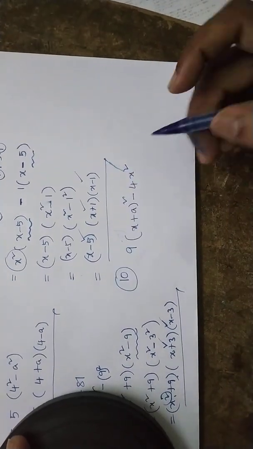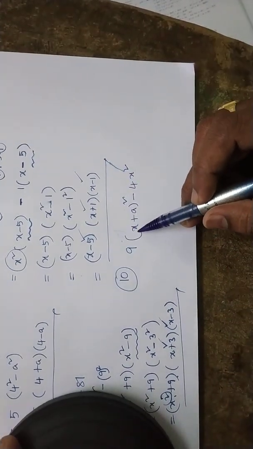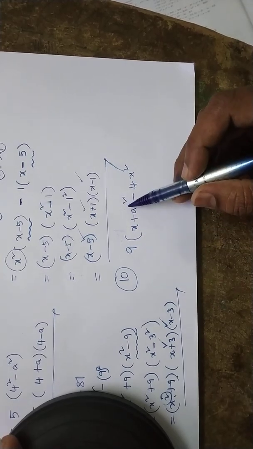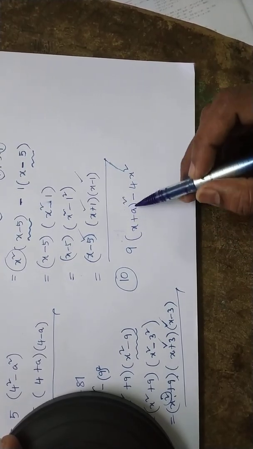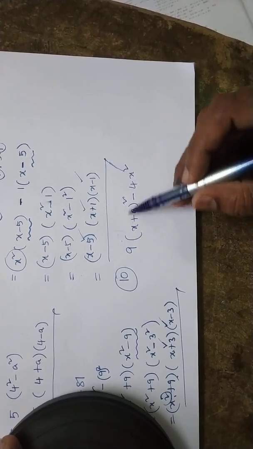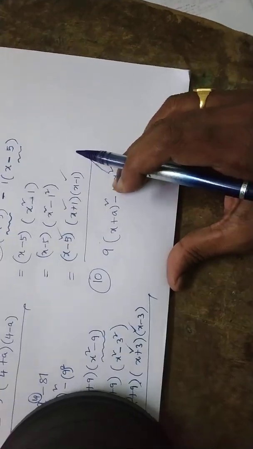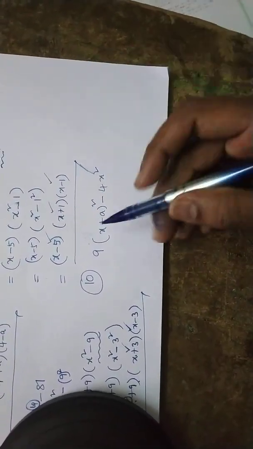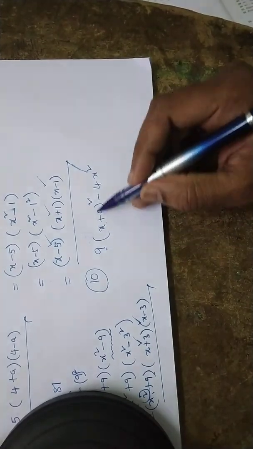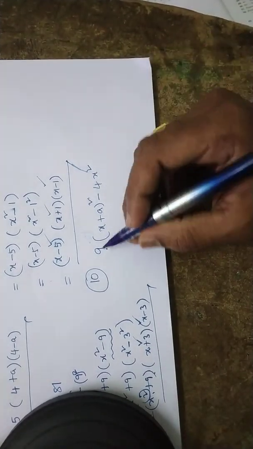Now let us see. Here you have 3 terms only. What are the 3 terms? 9 into x plus a whole square. If you multiply with 9, you will be getting 3 terms here. Okay. So a plus b whole square and minus 4x square. So you can write, 9 is a constant, x plus a is a term, and this is also given.